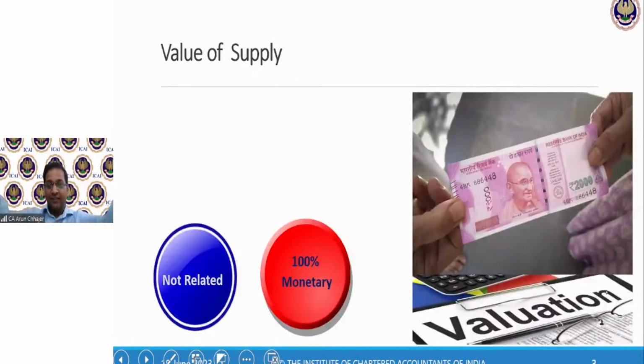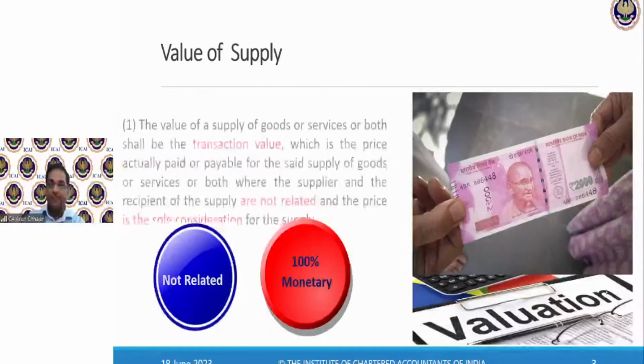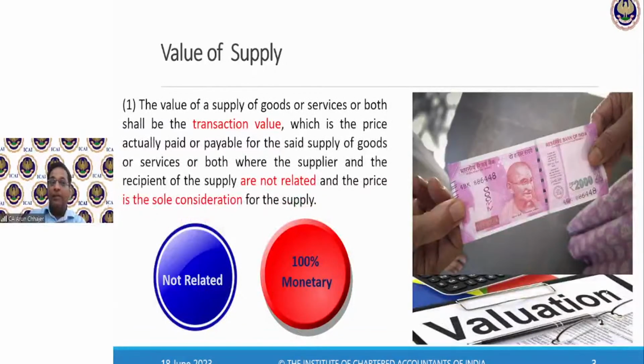Now, see, what is the value of the supply? The GST law says that the money which is paid or payable will be the transaction value and on which GST needs to be charged. But they have put two important conditions. What are the conditions? They are saying that the recipient should not be a related person and the price is the sole consideration.